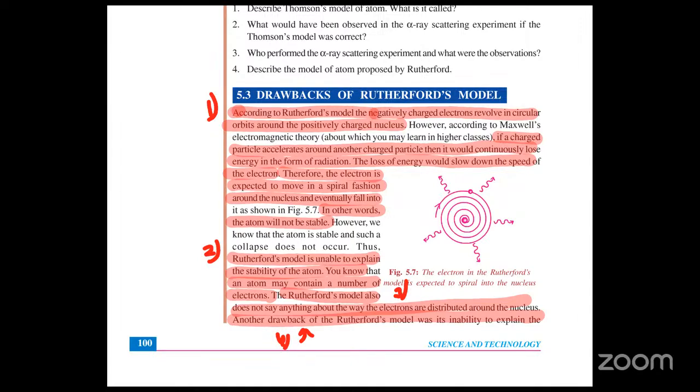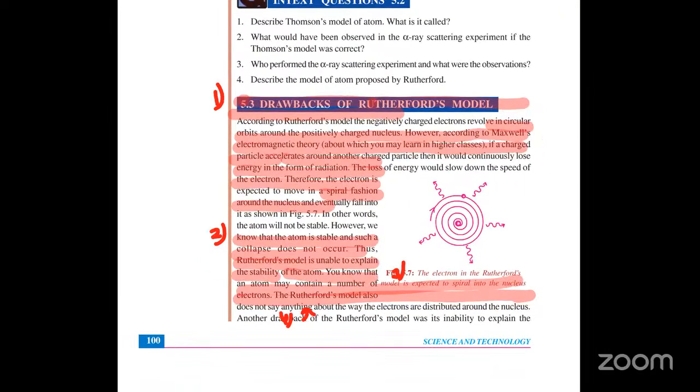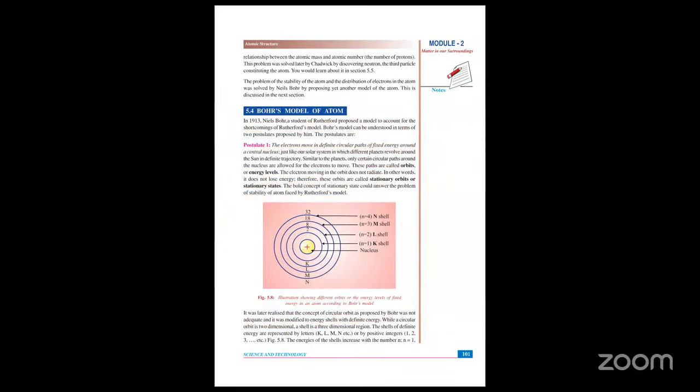The Rutherford model also does not say anything about the way electrons are distributed around the nucleus. Another drawback of the Rutherford model was its inability to explain the relationship between atomic mass and atomic number.